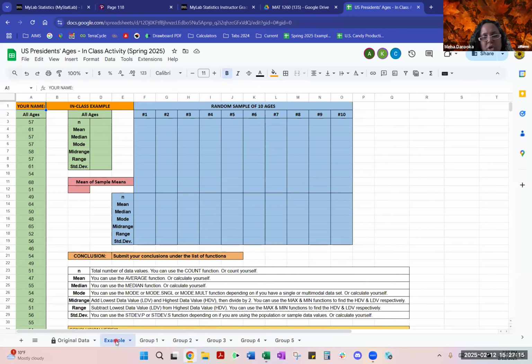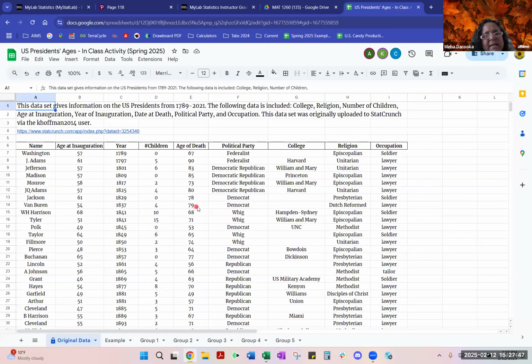So I will actually show you how to use these built-in functions. If you will follow me to the example page for now, I can show you how to use the different examples, and then you can do your own calculations for the samples. Since we want to do a comparison between the population and the samples, you have to find all ages. I guess I didn't really set up the data here. The data here actually represents the ages of the US presidents at the time of their inauguration.